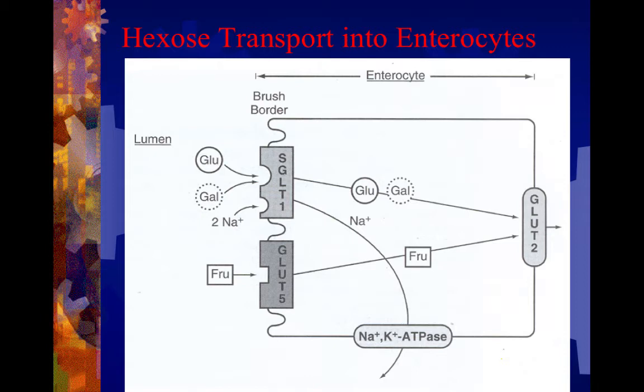Sodium binds SGLT1, changes its conformation. That increases the affinity of SGLT1 for glucose. Glucose binds. Both sodium and glucose are transported into the cell. Sodium is quickly exported through the sodium-potassium pump. Therefore, the sodium gradient is maintained.